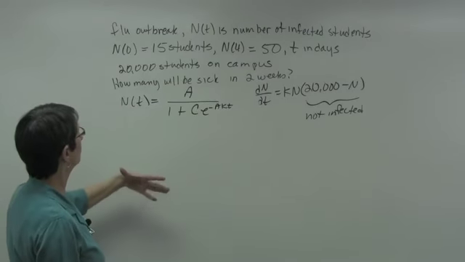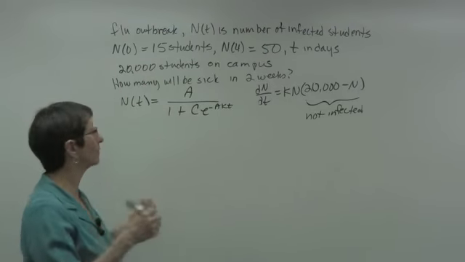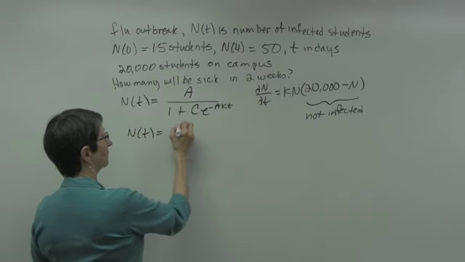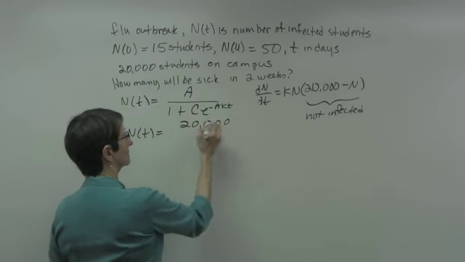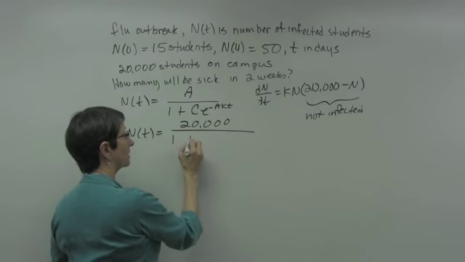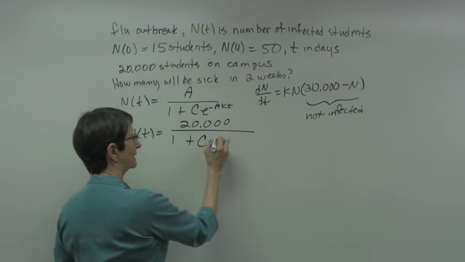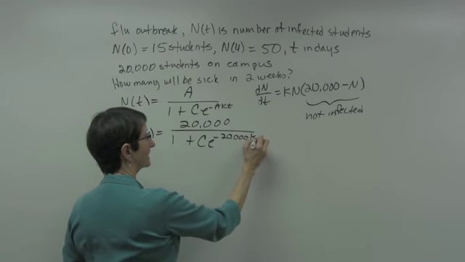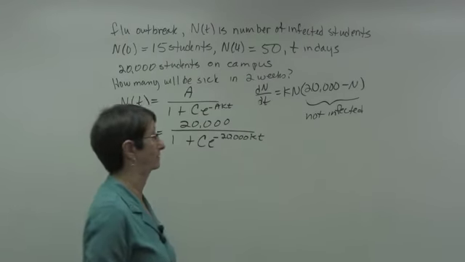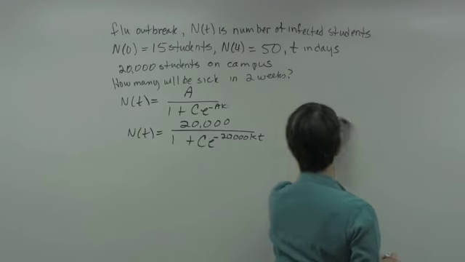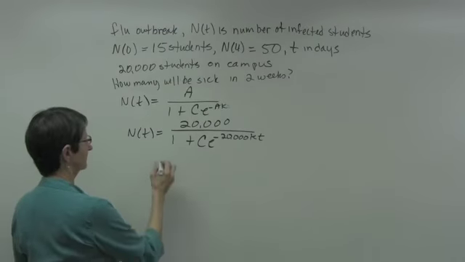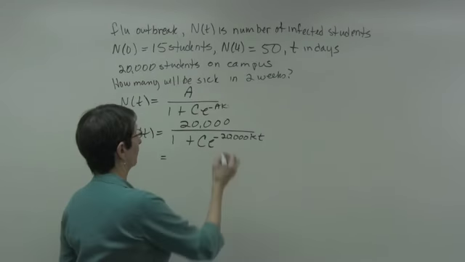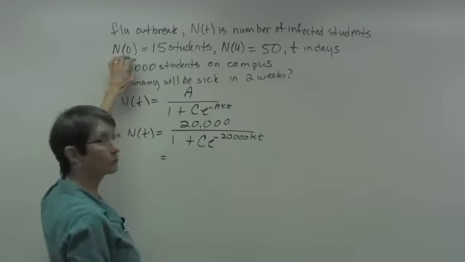Well, let's see what we know. We know A is 20,000. That's the maximum number of students on campus. So N of T is 20,000 over 1 plus C e to the negative 20,000 times K times T. That's what I put in for my formula. So I have to now start using my conditions.